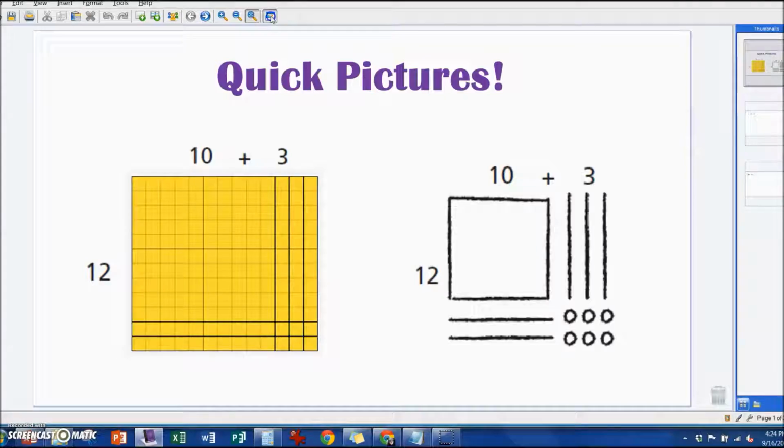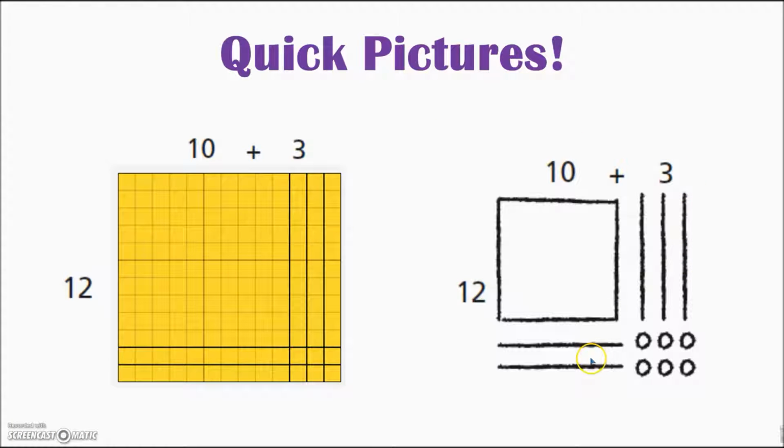So another thing that we did in class is we created something called quick pictures. Quick pictures are just kind of a little sketch version of these base 10 blocks. Now if you don't have base 10 blocks to work with, then this is something that can be used as a substitute. So this is what we did in class. It's something you can easily sketch out a long division problem using pictures and to see what kind of groups you're dividing your number into.